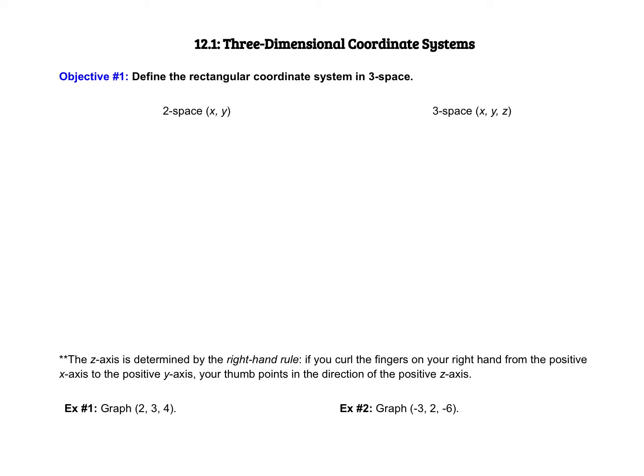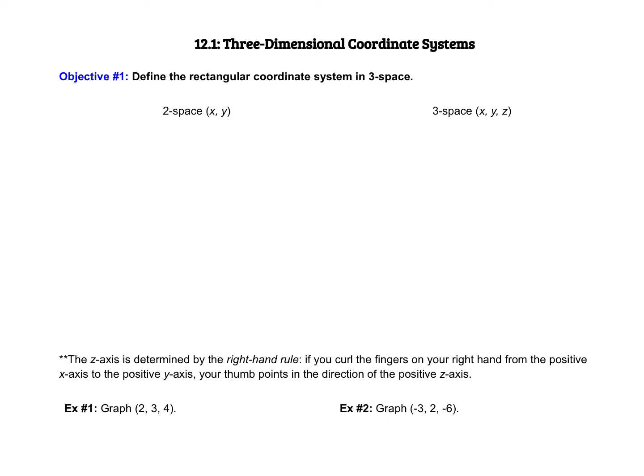We're going to cover 3 main objectives. First, we're going to look at the rectangular coordinate system. So you've done that before in 2 space, x comma y. So we're going to look at what does that look like in 3 space. And then defining distance and equations of spheres in 3 space.